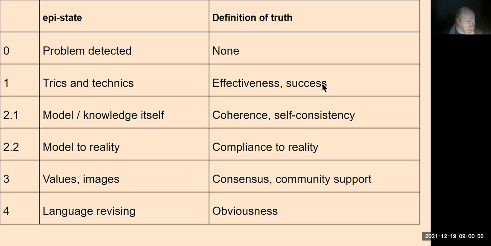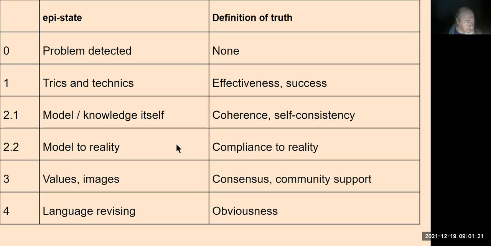Once more: effectiveness and success is about state 1. It's about tricks and techniques. And coherence and self-consistency is about model and knowledge, state number 2, when we look at the model itself.